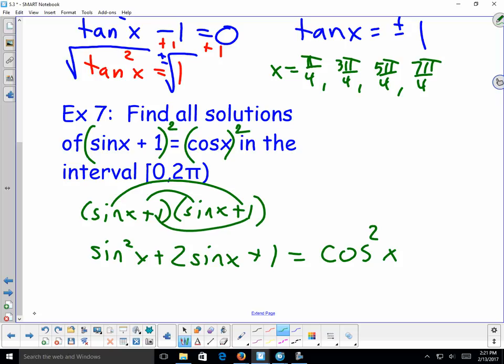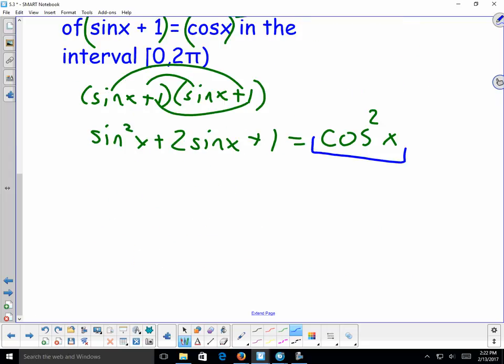That means whenever I see cosine squared, I could rewrite it how? By the way, when we have our test, you need to have all of these identities memorized, right? It equals 1 minus sine squared x, right? So I have sine squared x plus 2 sine x plus 1.